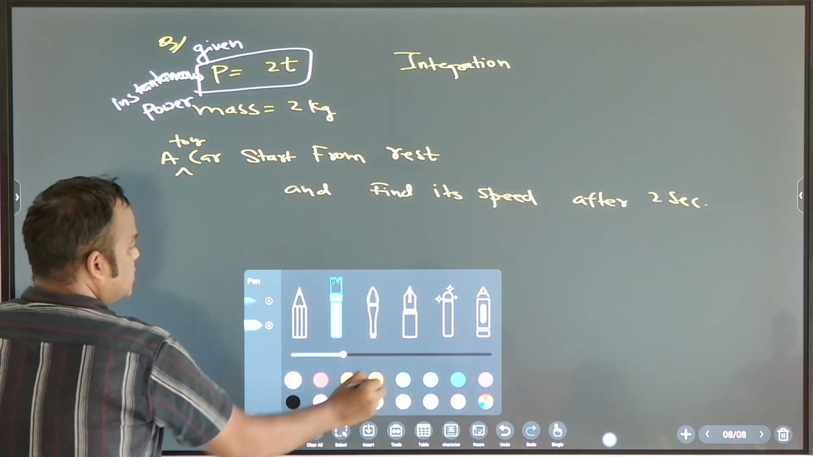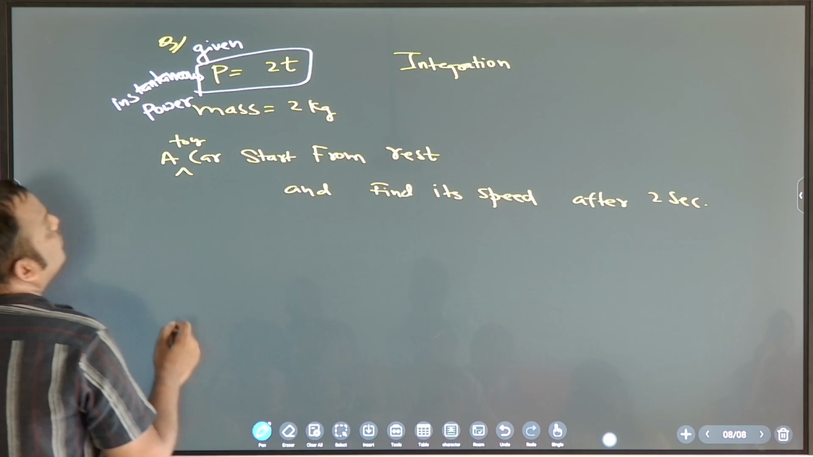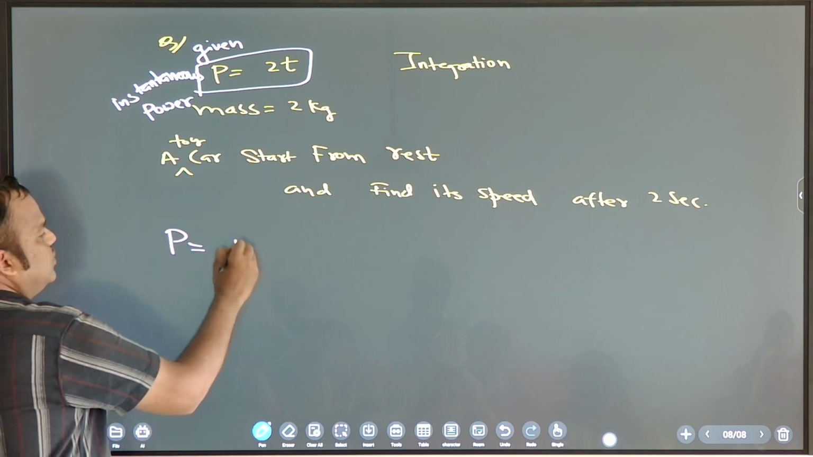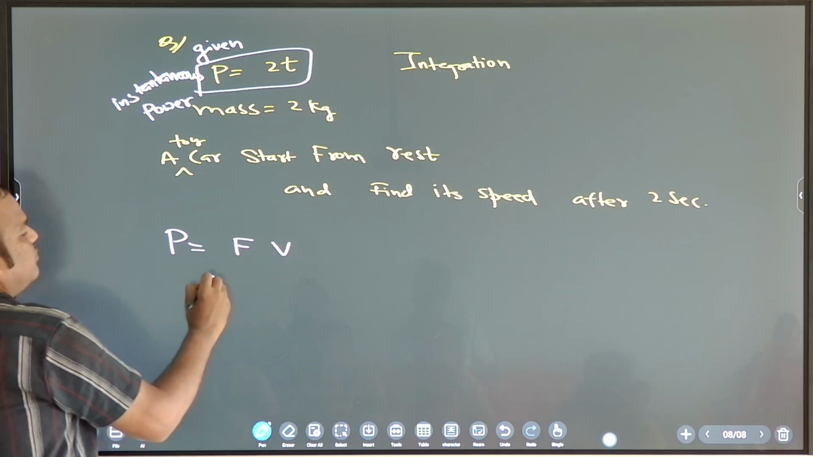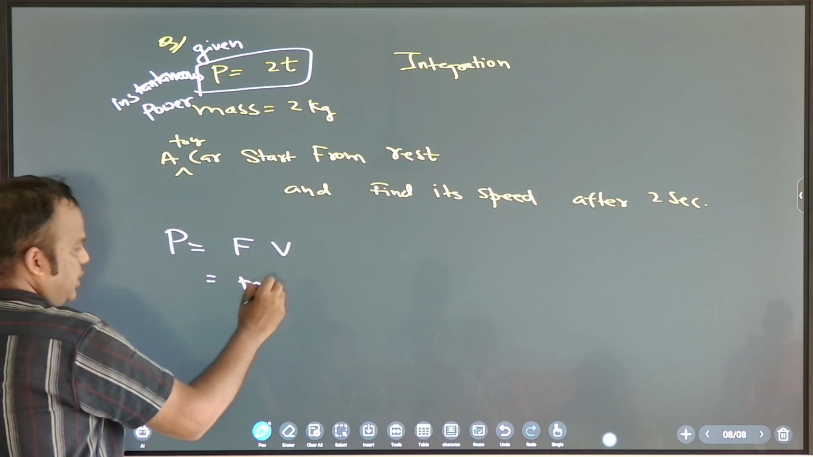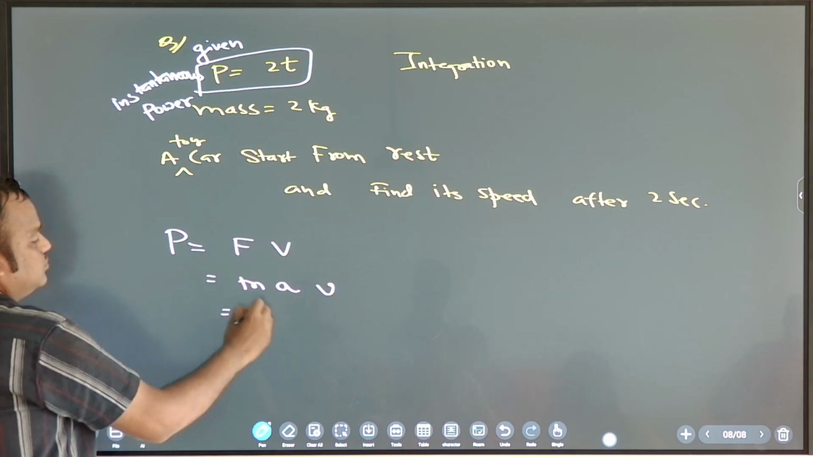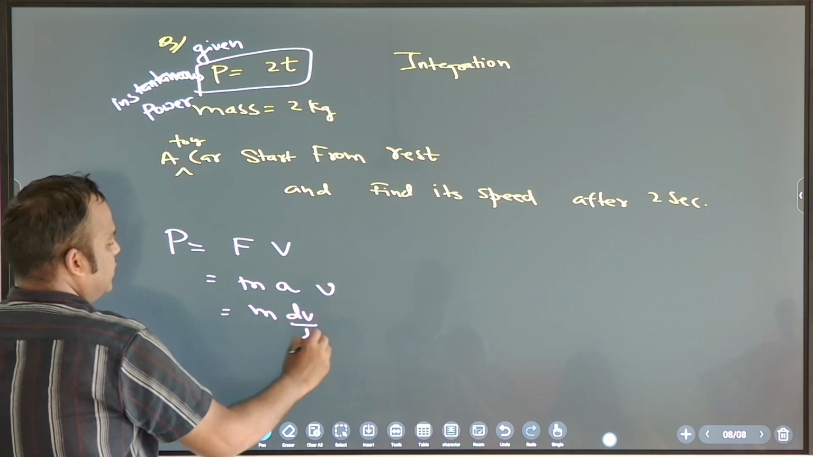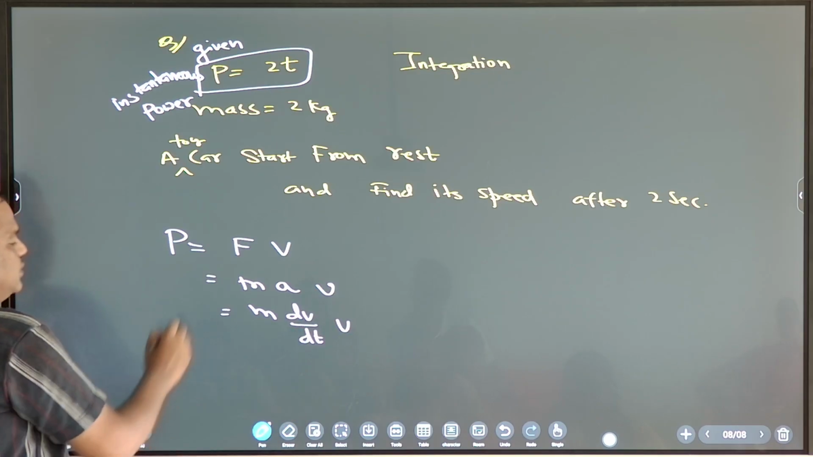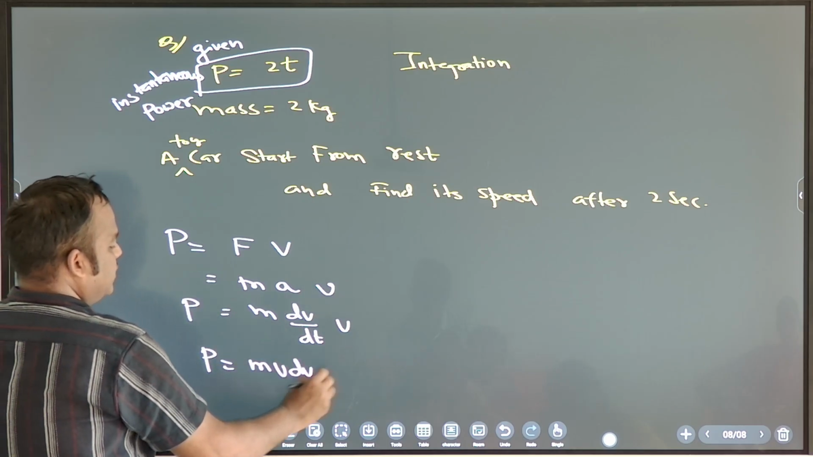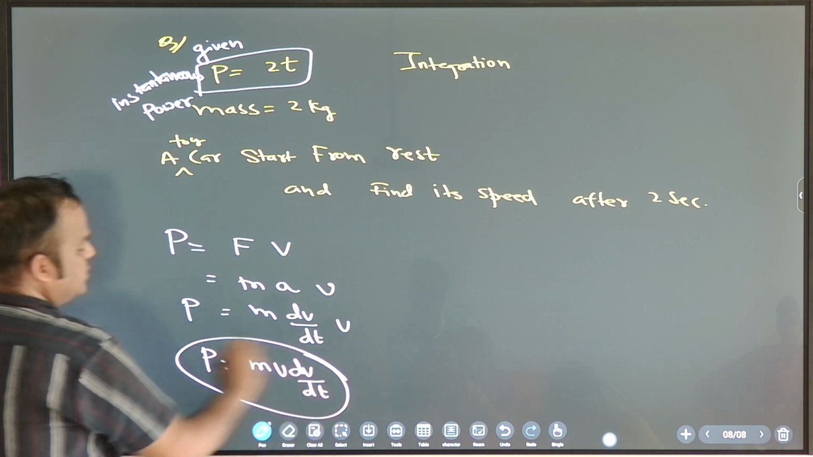So this is instantaneous power. Now, what is the formula for power? Force into velocity. What is the formula for force? Ma. And what is the formula for a? dV by dt. Okay, good. So power is equal to m v dV by dt. So you can use this formula here.